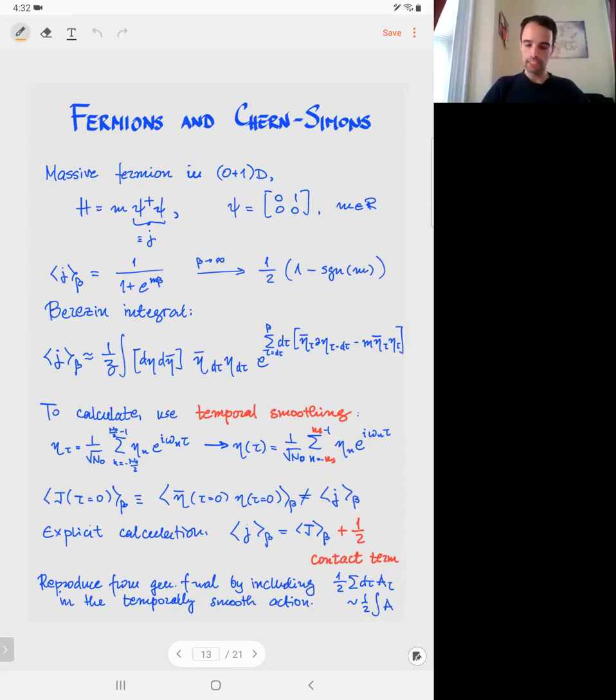So the way this works is very simple. Take the simplest possible theory you can think of, essentially the massive fermion in 0+1 dimensions. This is actually even simpler than the theories I discussed so far, because there's no notion of spatial manifolds, there's no notion of spatial smoothing, there's nothing. This is literally a two-dimensional Hilbert space. And call this operator J. That's the fermion current, the only fermionic current you have. You can calculate its ground state expectation value, and it can be given by this. So it depends on the sign of the mass in this way.